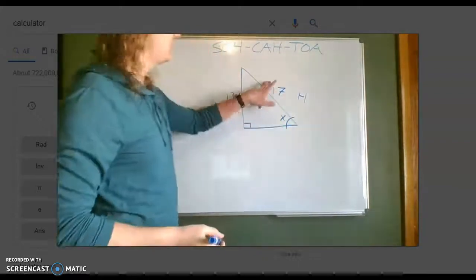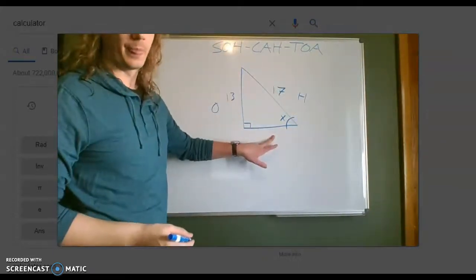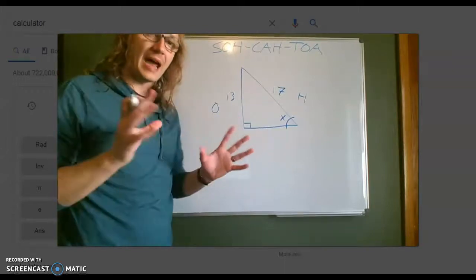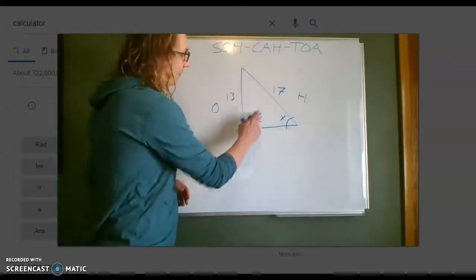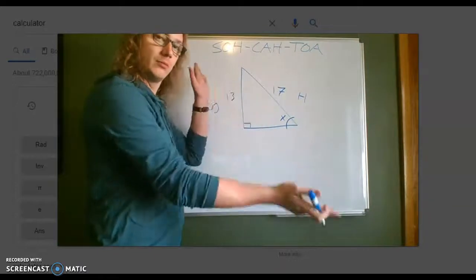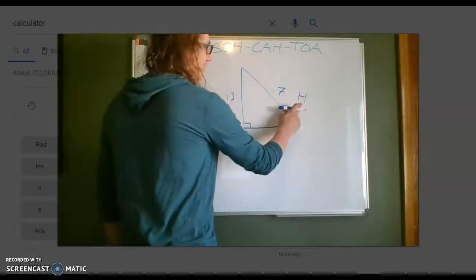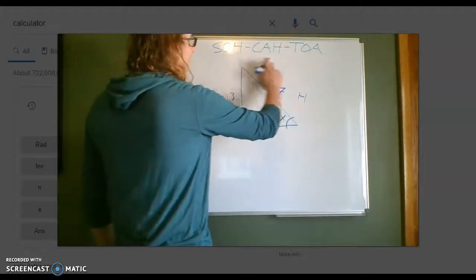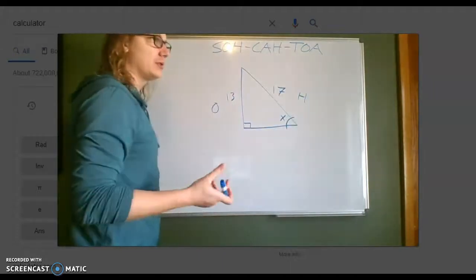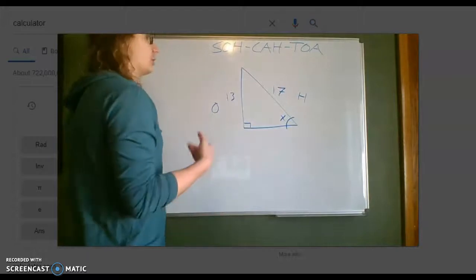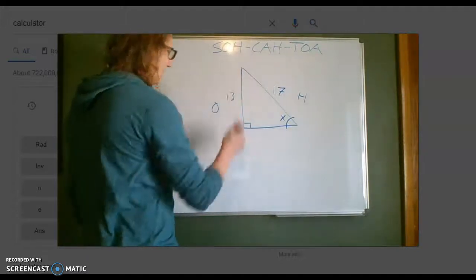Remember, this is not my adjacent side. This is my adjacent side. Adjacent means next to. But the hypotenuse is always opposite that right angle, or my longest side. So I've got my opposite and my hypotenuse. Which of these three uses my opposite and my hypotenuse? Well, we're looking for an O and an H, so that's got to be sine.